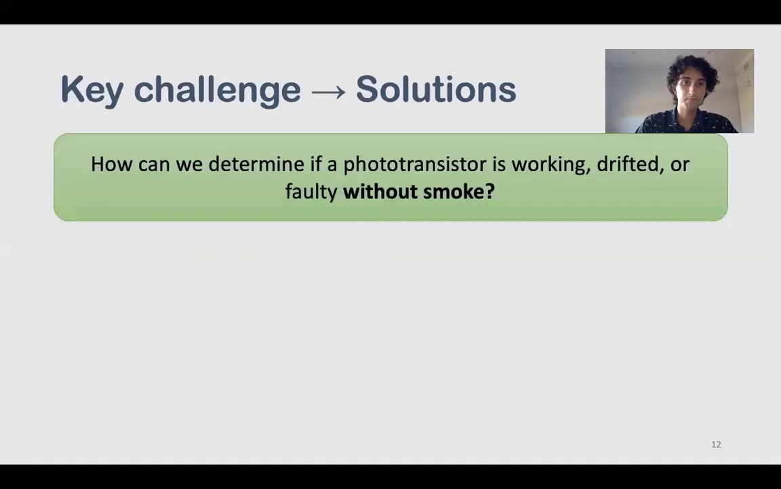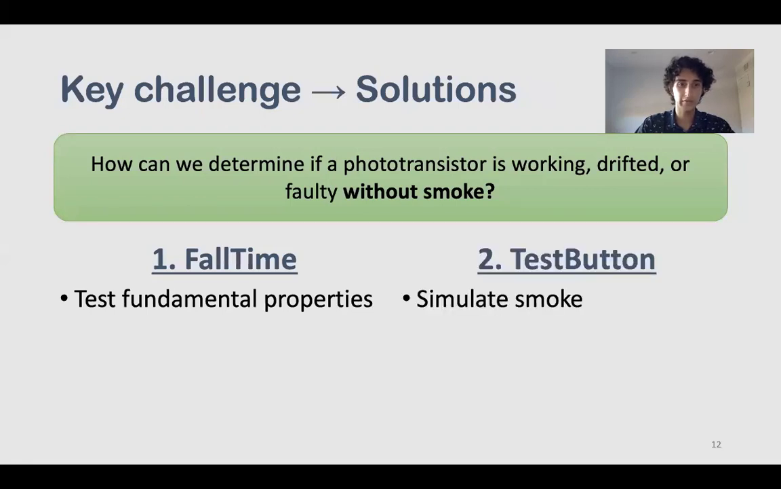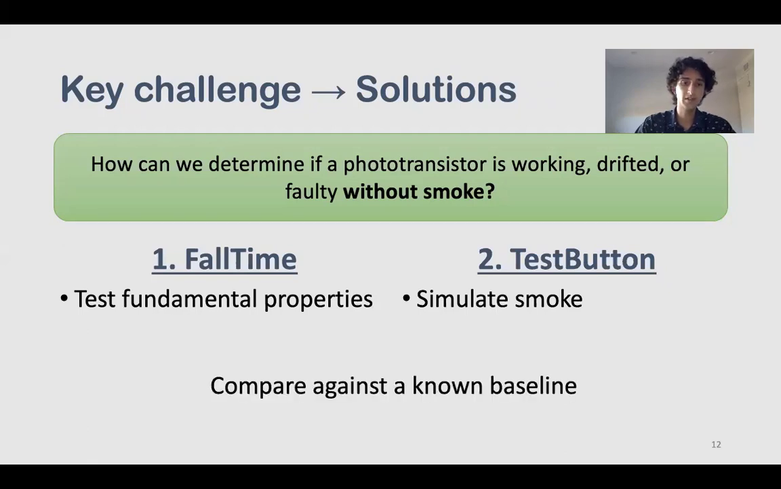So the key challenge then is, how can we determine if a phototransistor is working, drifted, or faulty without actually seeing smoke? And we propose two solutions. The first is FallTime, which is a way to test fundamental device properties. And the second is a mechanical test button, which simulates the behavior of smoke. In both cases, we know in advance what a working phototransistor behaves like, and we compare this against the behavior of a phototransistor deployed in the field to determine if it's working, drifted, or faulty.